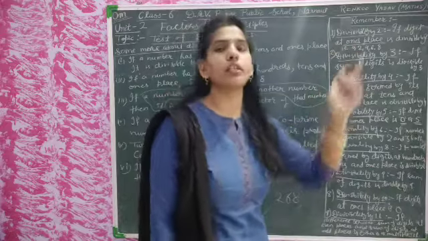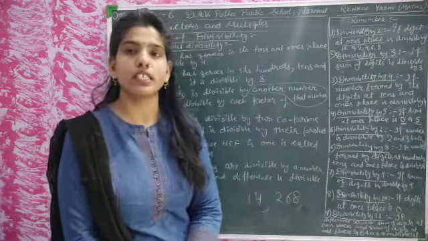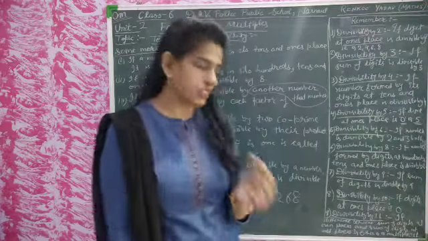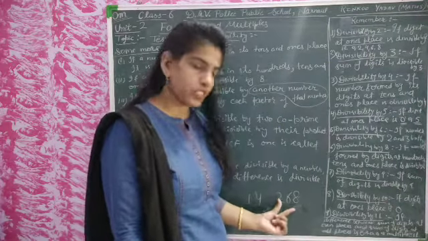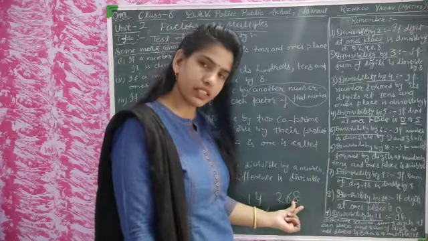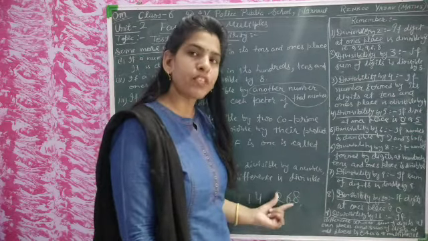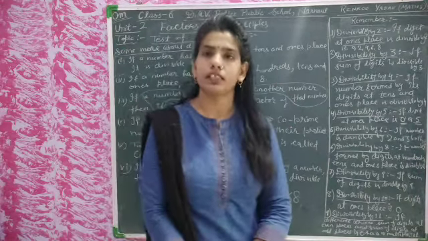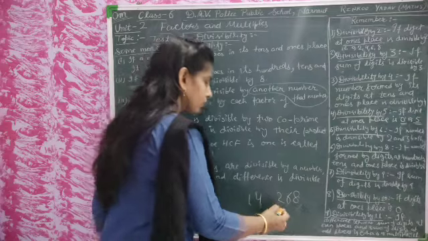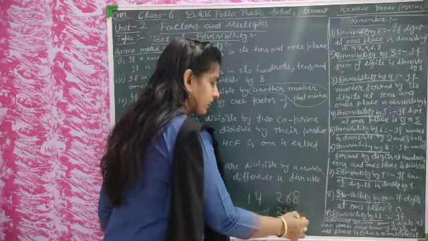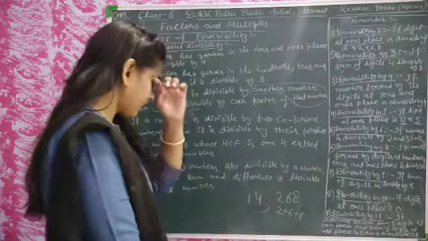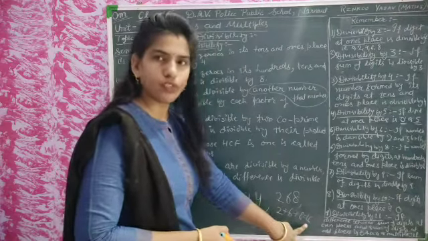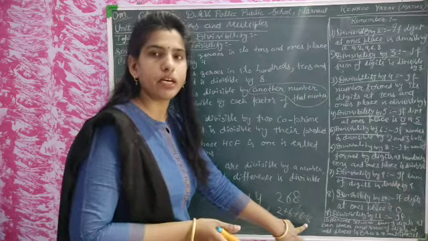Now there is the divisibility rule of 3. What is the divisibility rule of 3? If the sum of digits, for example 2 plus 6 plus 8, is divisible by 3, then the number is divisible by 3. Let's check. 2 plus 6 is 8, 8 plus 8 is 16. Is 16 divisible by 3? No. So it is not divisible by 3.